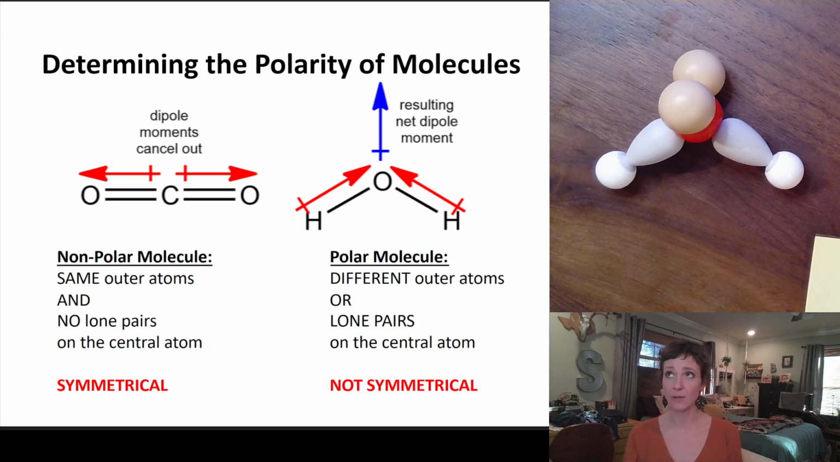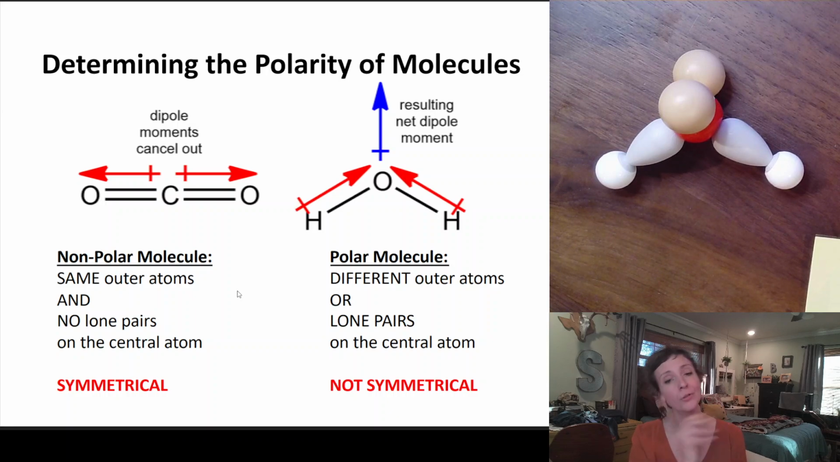Okay, so you are already like, what does she mean when the dipole moments cancel out? Luckily for us, we are not dealing with very complex VSEPR shapes that give us a situation where dipoles cancel out. We're going to see some key note things here. So if I'm a nonpolar molecule, you're going to see the outer atoms are going to be the same. And you're going to see that there's going to be no lone pairs on the central atom. If I have both of these two things, that molecule is going to be symmetrical, okay?